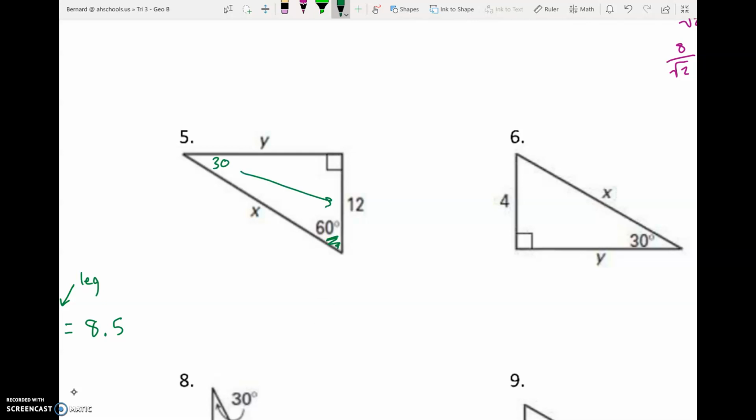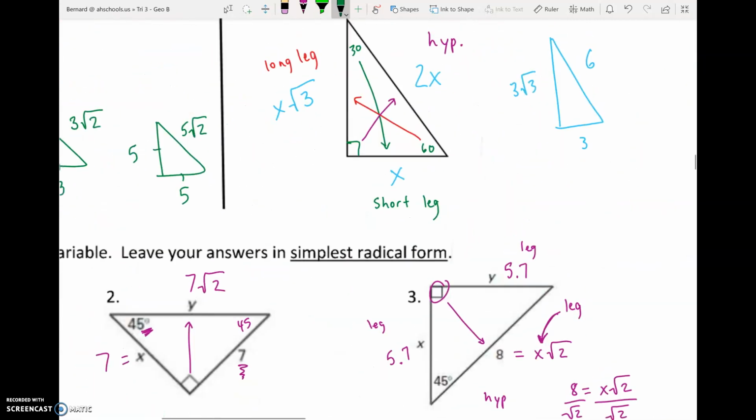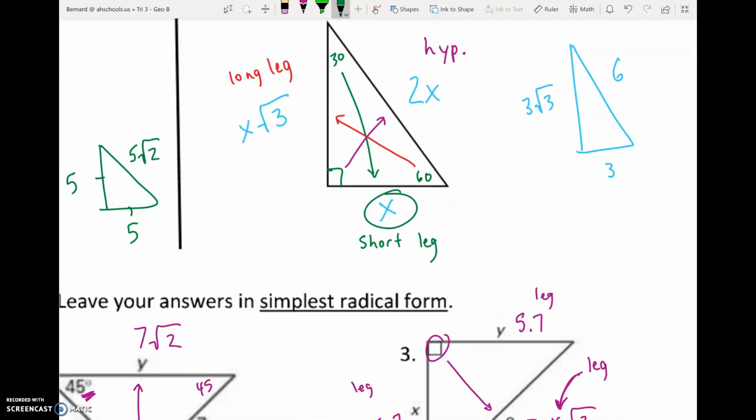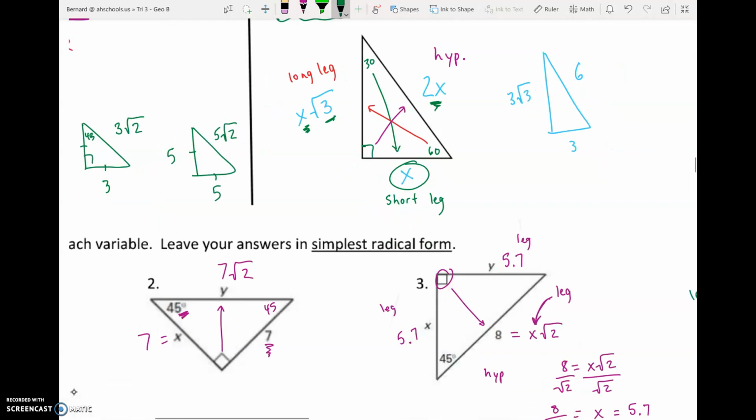So across from the 30 is always the short. And that's the crucial one because that's the one that everything's based off of, right? Our short leg is just some number. And then our long leg is that number times the square root of 3. And our hypotenuse is our short leg times 2.